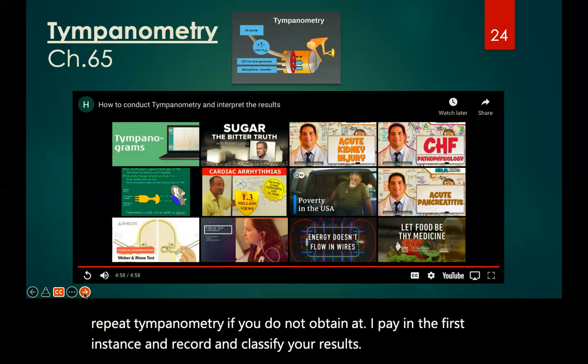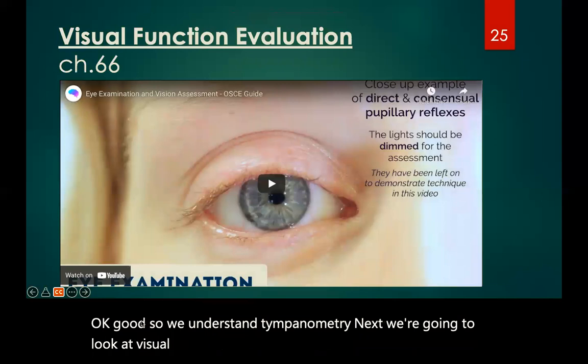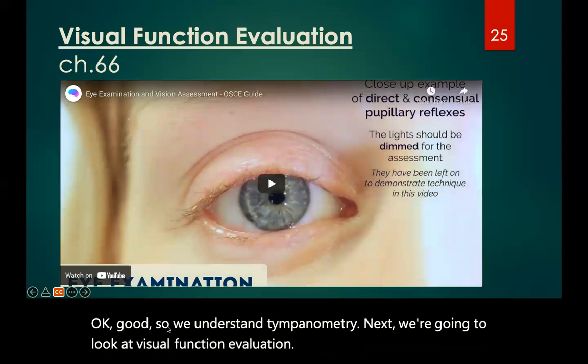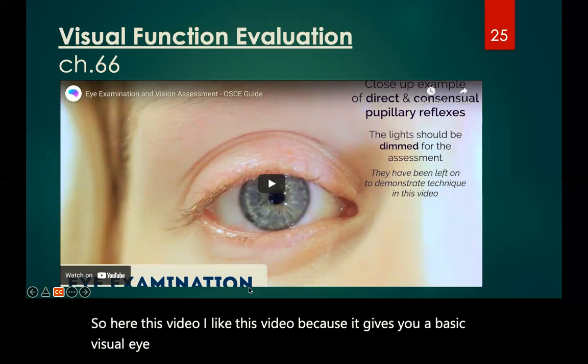Okay, good. So we understand tympanometry. Next, we're going to look at visual function evaluation. So here, this video, I like this video because it gives you a basic visual eye exam, and then it talks about the different things that you're going to need to know so you can do a full assessment.